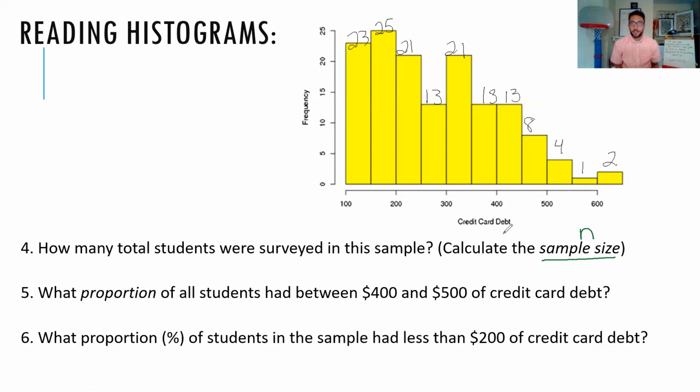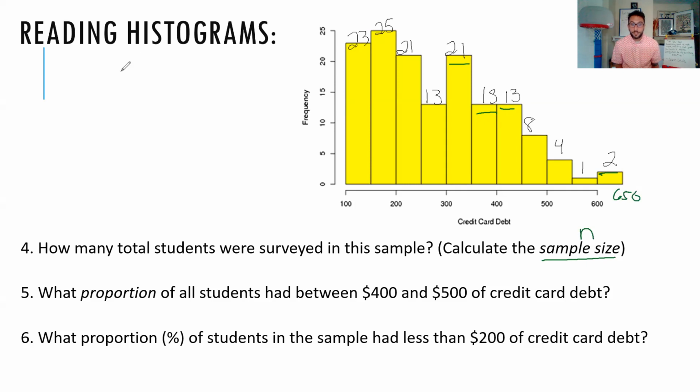So think about that. We know 21 students had $300 to $350 of credit card debt. We know 13 students had $350 to $400, 13 students had $400 to $450, 2 students had $600 to $650 of credit card debt. So think about, how could you find the total sample size? How many total college students did we survey?